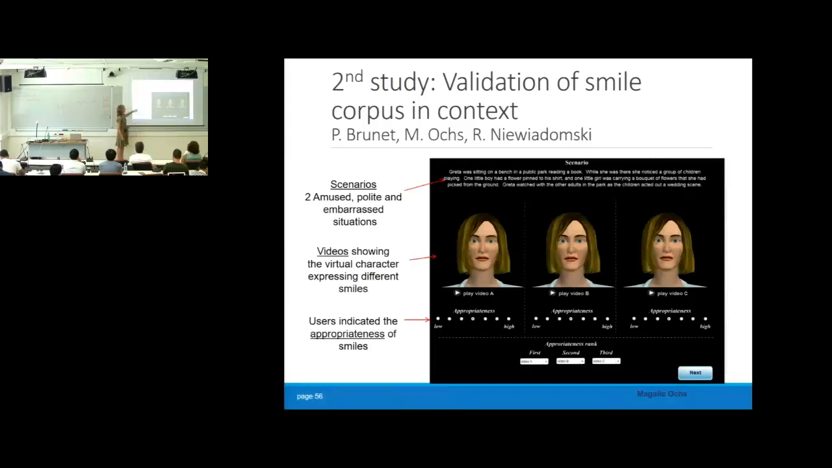Here are the different videos, and after each, they indicate the appropriateness of the smile. For example, here it ranged from low to high on a 7-point Likert scale, and they could select that. After that, they ranked the 3 videos. So we force them to make a ranking choice.